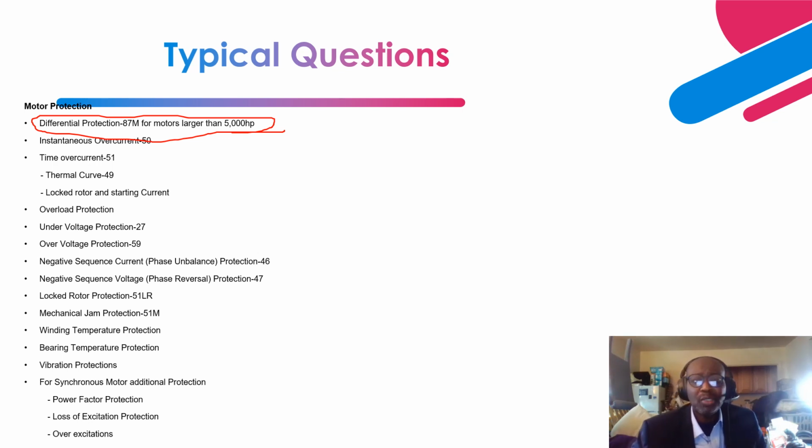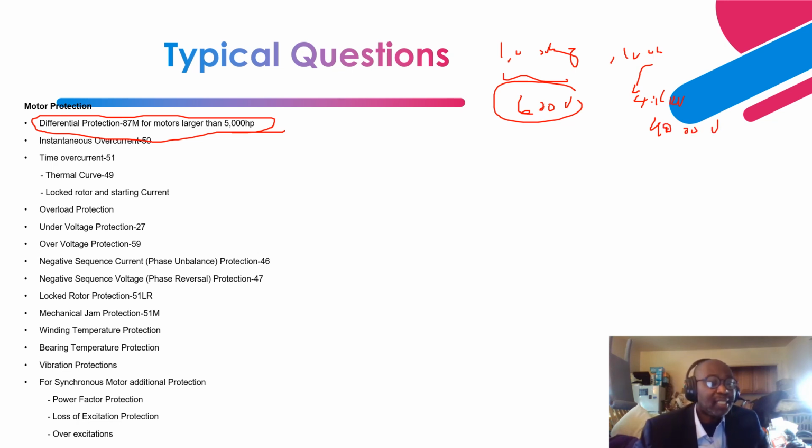Motors in general, let's say 1,000 horsepower and below, are connected to 600 volts, and above 1,000 horsepower, it's 4.16 kilovolts, operating at 4,000 volts. Next is instantaneous overcurrent, then time overcurrent. For time overcurrent, you have time versus multiples of pickup of current.